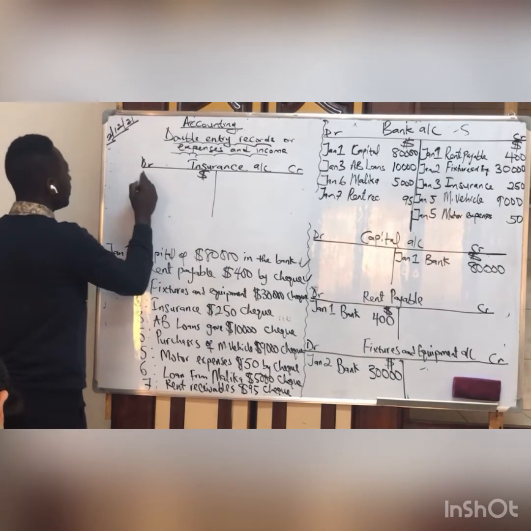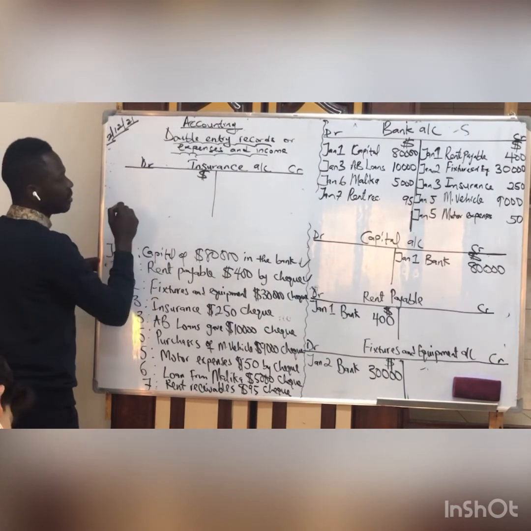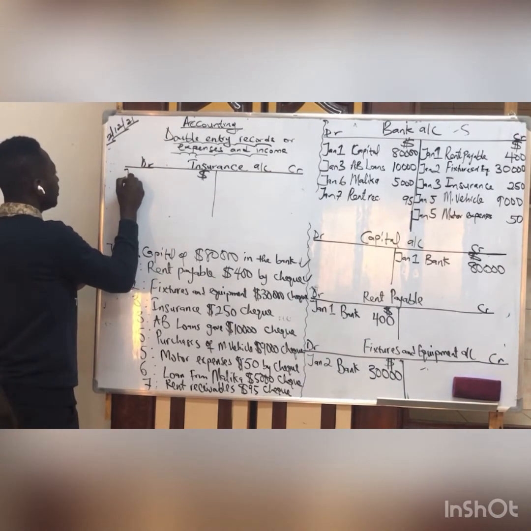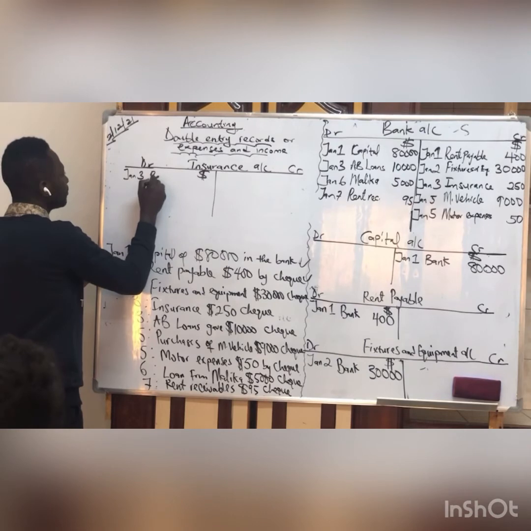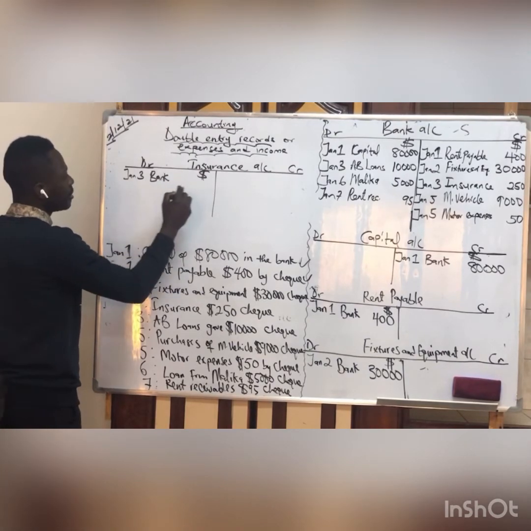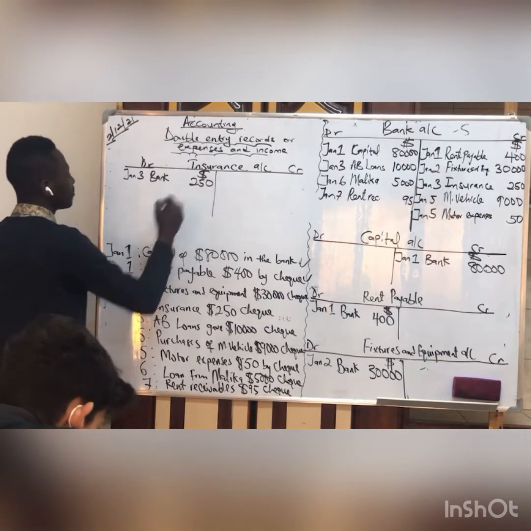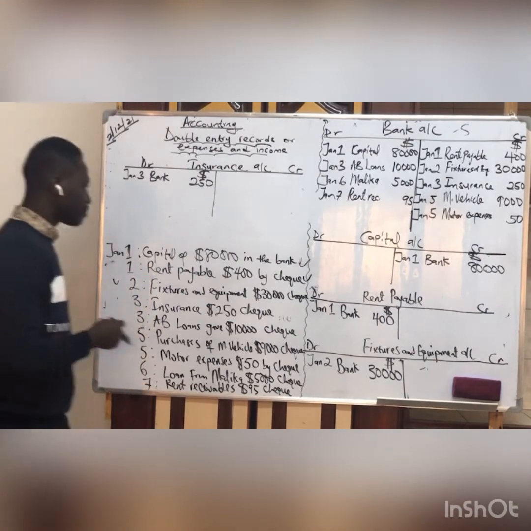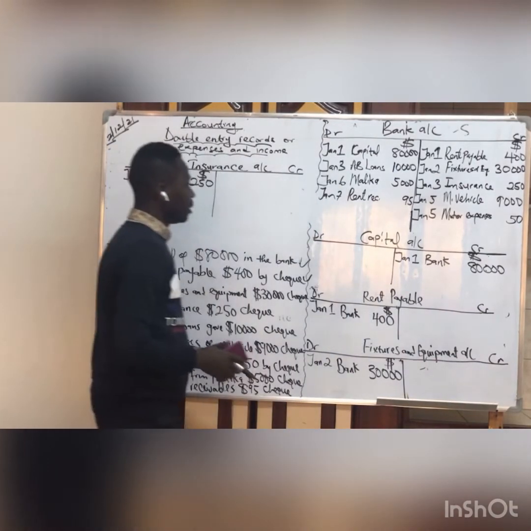So we have January what? January 3rd, right? Yes. January 3. Bank. How much is it? $250. Any question about that? No. Okay. Then we open.